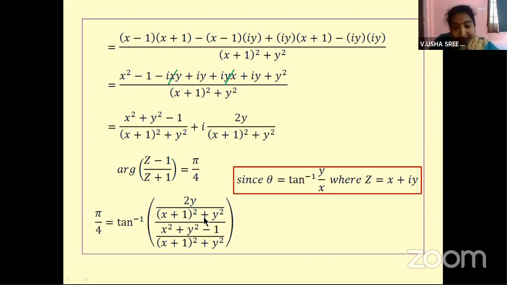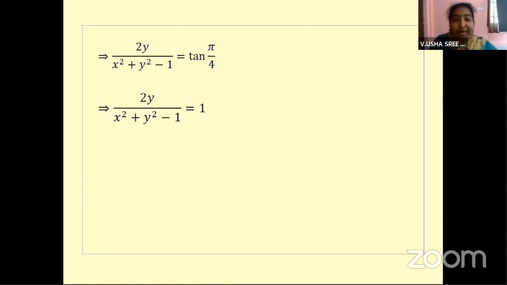Now clearly the denominators here get cancelled. You will be left with, when you take the tan inverse to the other side, it becomes tan pi by 4, right? Then you are left with 2y by (x square plus y square minus 1) is equal to tan pi by 4. What is pi by 4? Pi by 4 is 45 degrees. Tan 45 is 1, isn't it? So 2y by (x square plus y square minus 1) is equal to 1. Go for cross multiplication. You will have 2y is equal to x square plus y square minus 1. Get all the terms to one side, children.